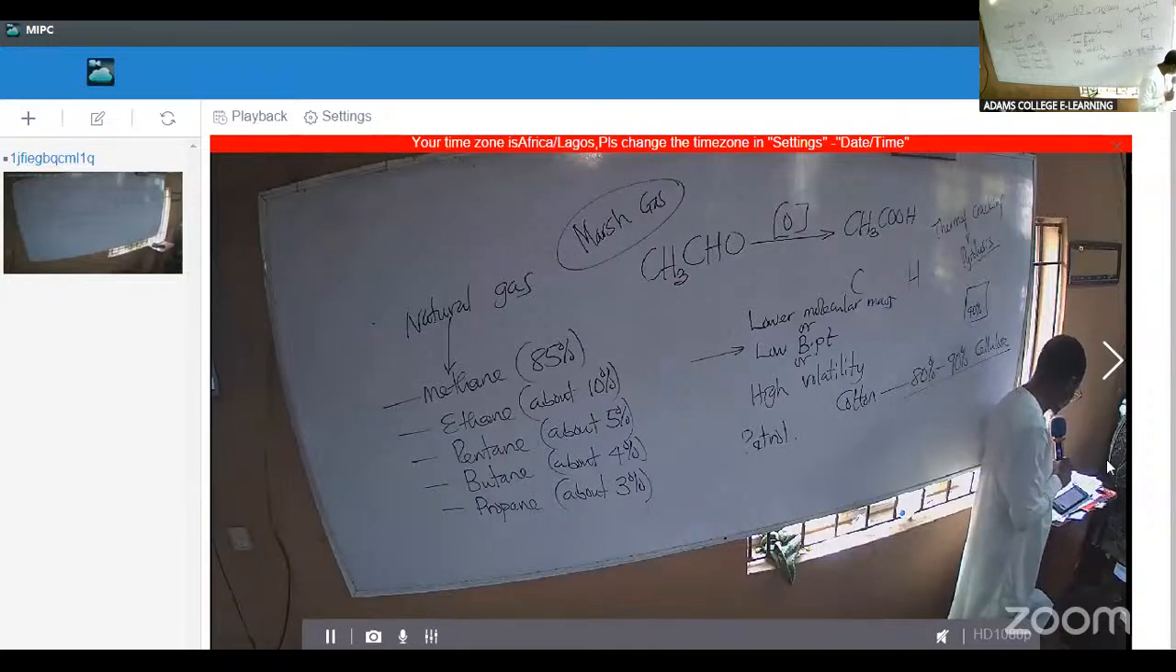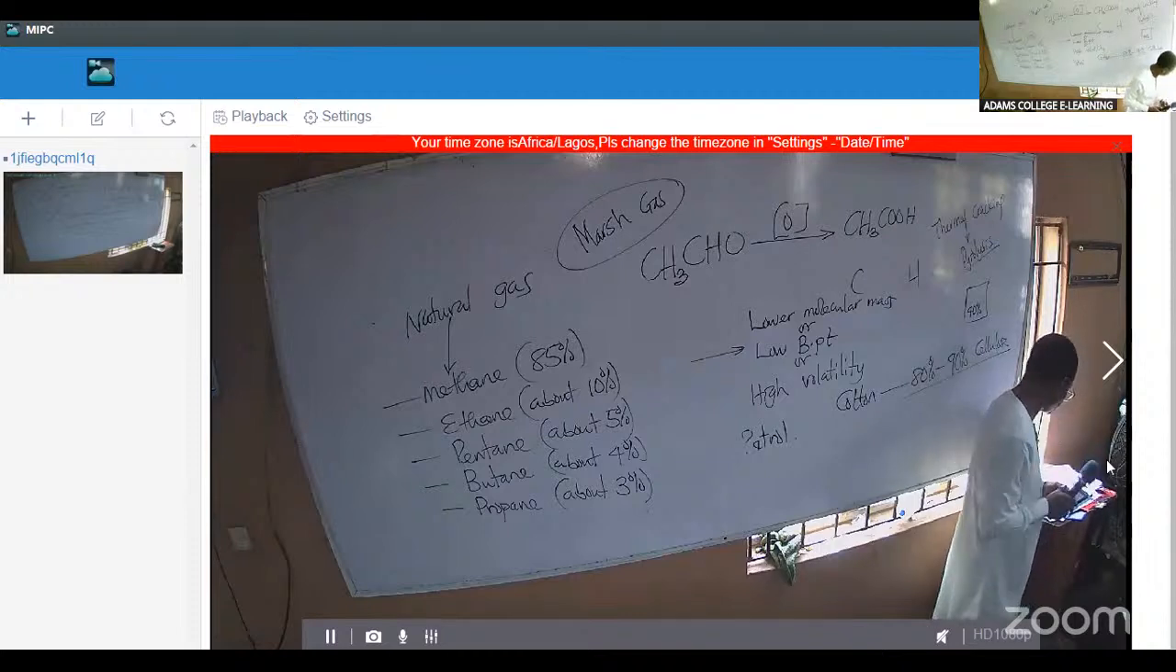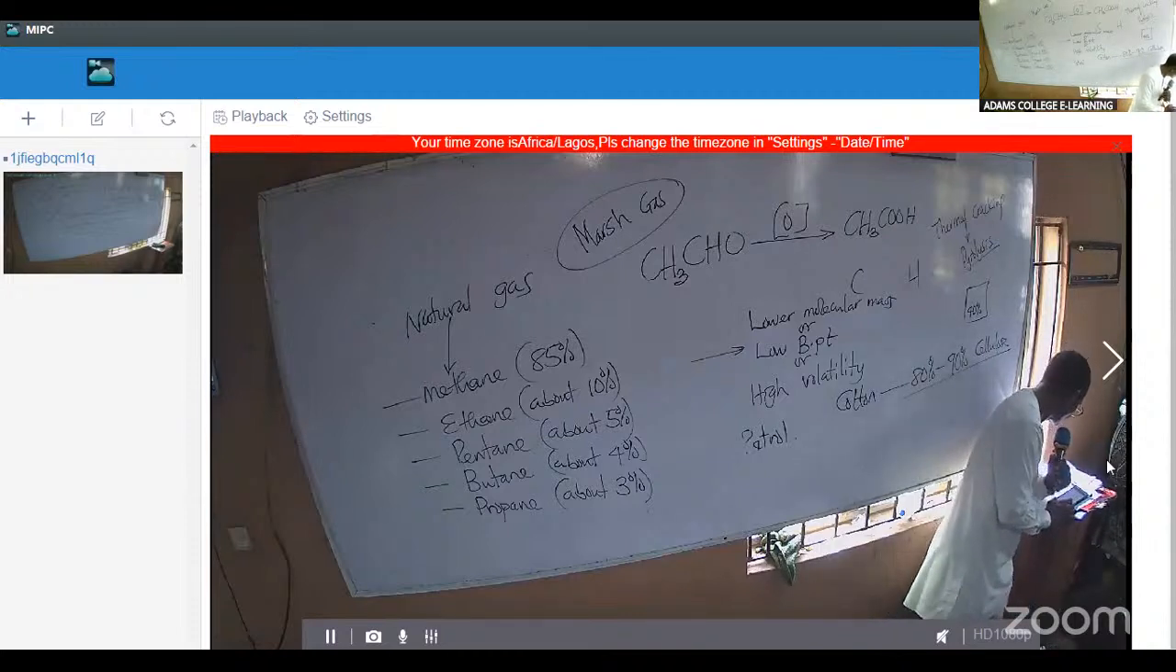Number 13. A consequence of global warming is: A, air pollution; B, water pollution; C, increased humidity; D, flooding. One minute, 11 seconds left.